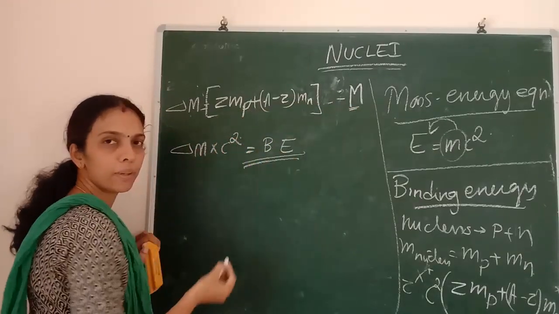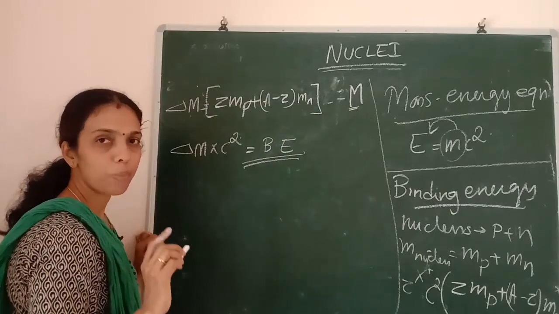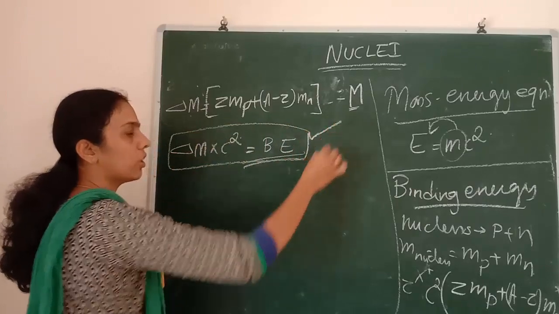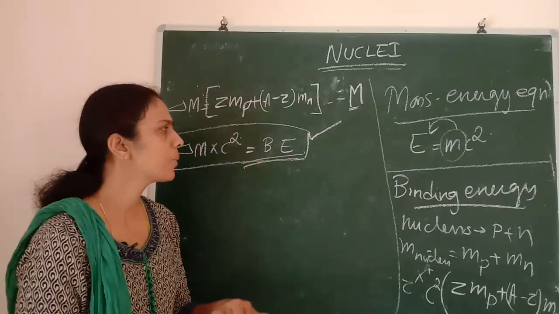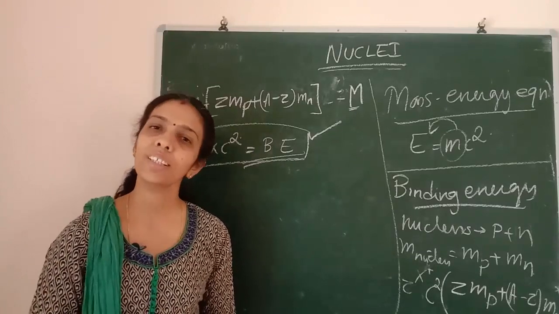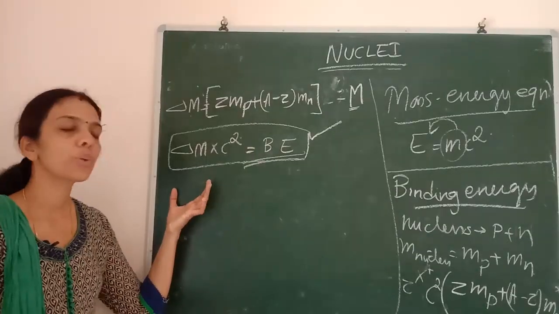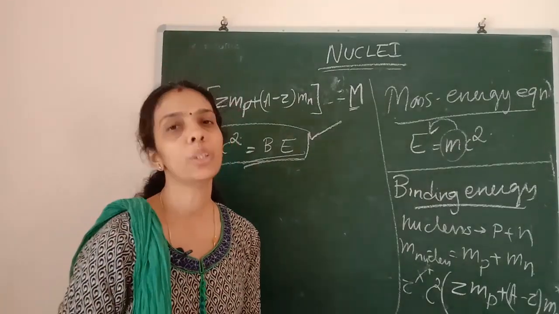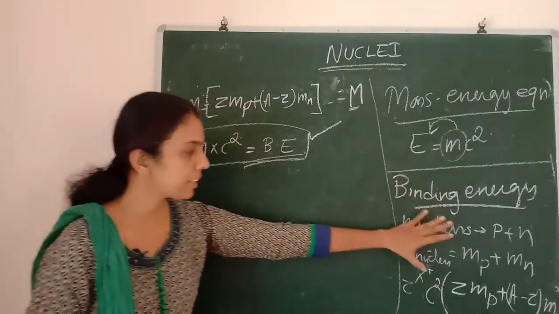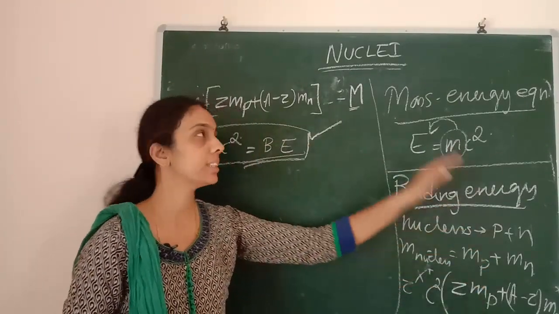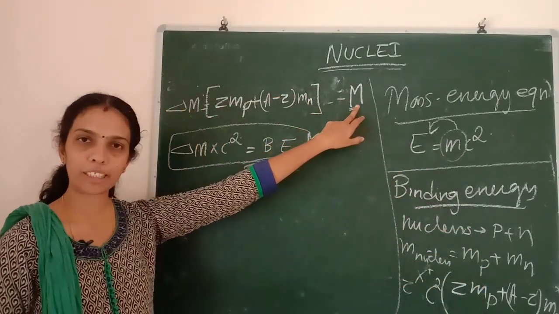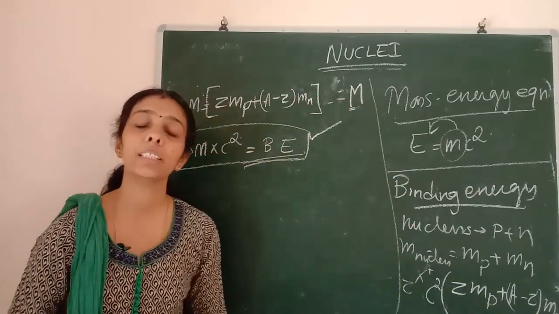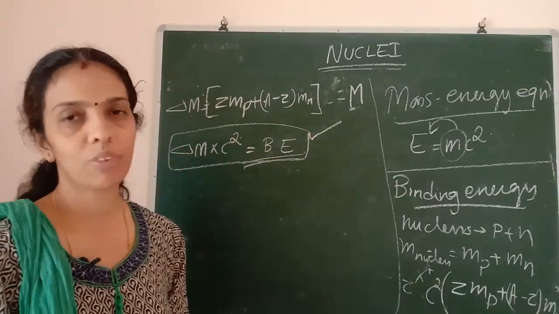This capital M is the mass we found out using the spectrometer, isn't it? Delta M into C square will give you the binding energy of the nucleus. So this is the binding energy of the nucleus. Here we are finding the binding energy of a nucleus: the total mass of the nucleus using the spectrograph, and we get delta M into C square equals the binding energy of the nucleus.